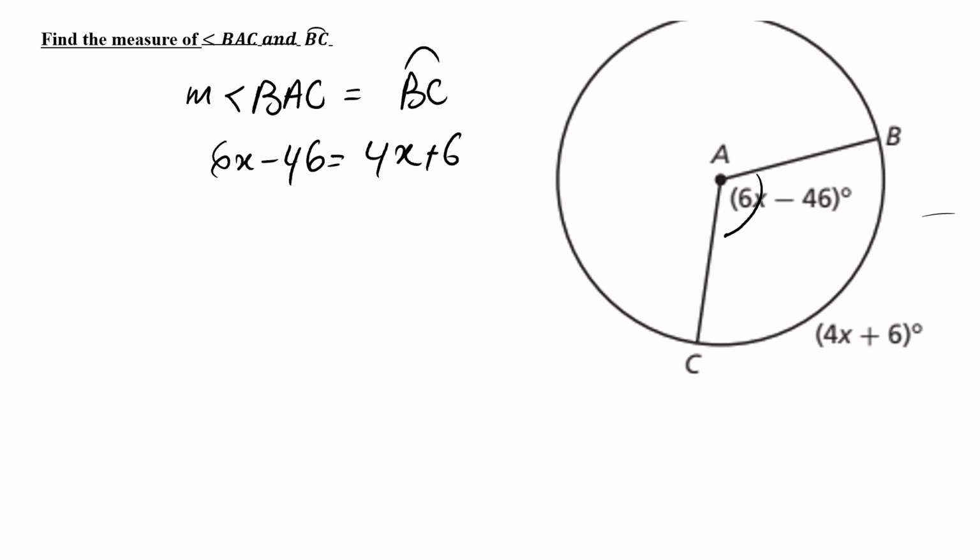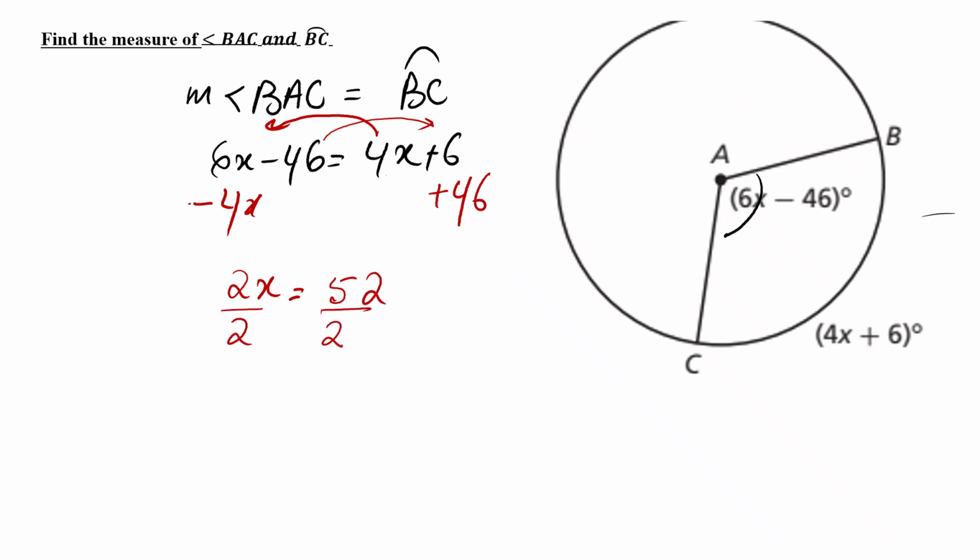So what is the procedure? Bring all the x on one side, the left hand side, so plus 4x goes to the other side and gives you negative 4x. Bring the negative 46 to the right hand side, gives you plus 46. 6x minus 4x gives us 2x and 46 plus 6 gives us 52. To find the value of x, we divide both sides by 2. This cancels, so x equals 26.